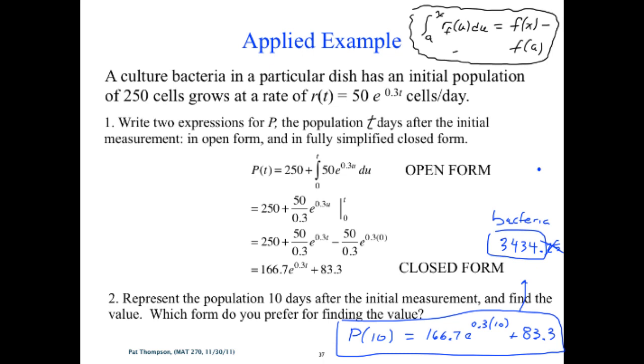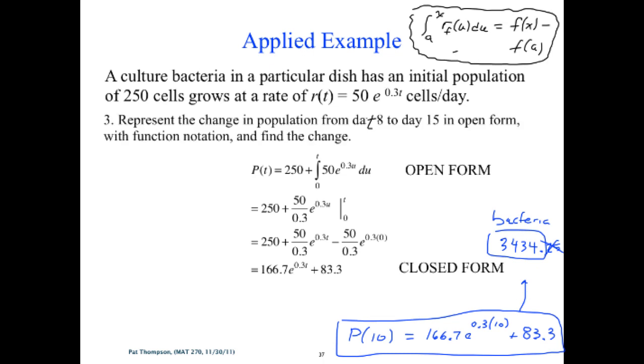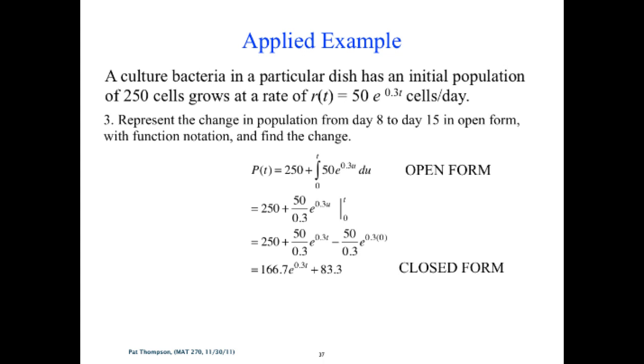Okay, last question. Represent the change in population from day 8 to day 15 in open form in the simplest way you could. So how can you represent the change in population from day 8 to day 15 in the simplest open form you could? Represent it with function notation and find the change. So three tasks: represent in open form, represent with function notation, and find the change.